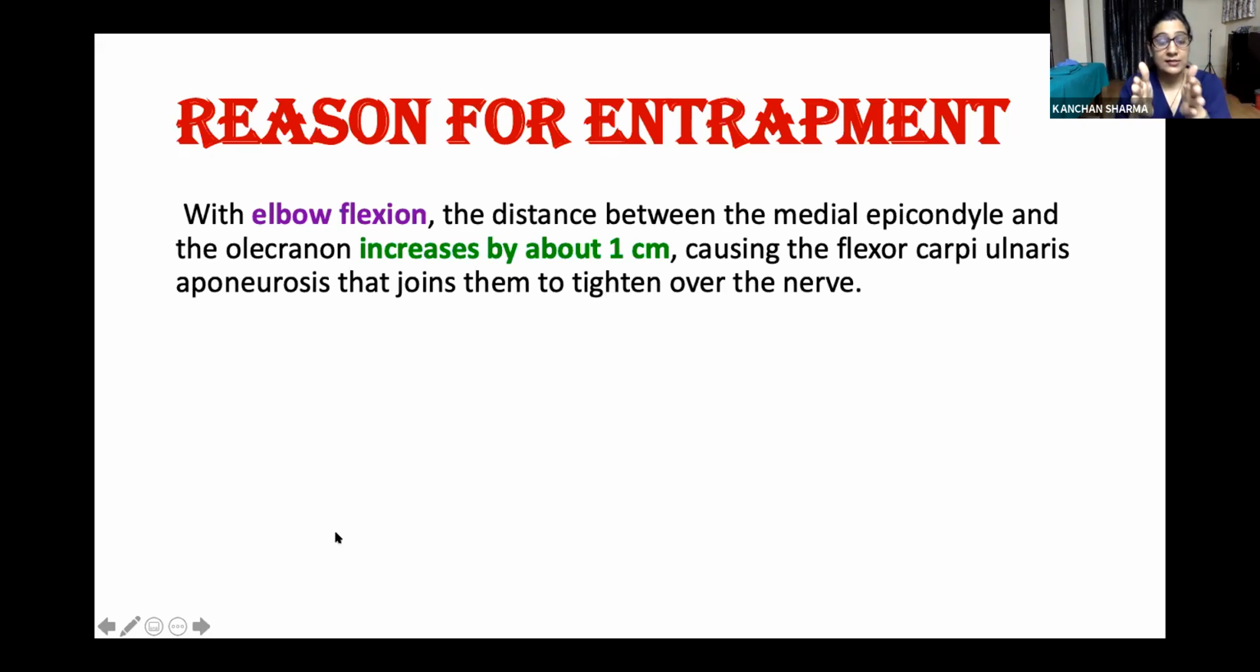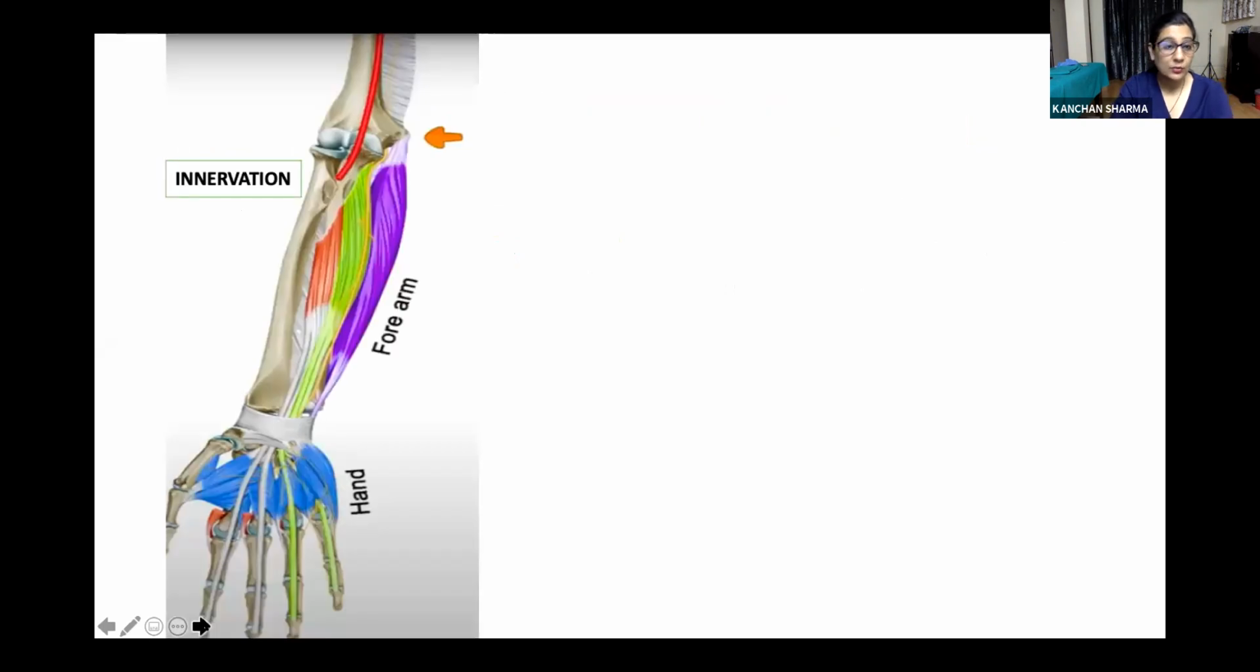Now this aponeurosis tightens. So that way you are going to have compression of this nerve. What are all the things that can do that? Okay, before that, let us learn what all this ulnar nerve supplies.